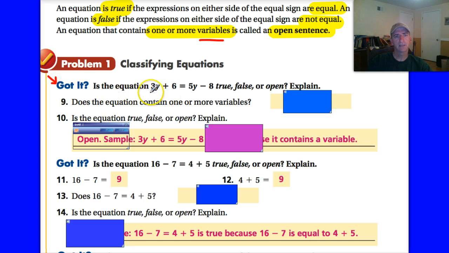All right, so let's look at what they're talking about right here. Got it. Is this equation true, false, or open? Explain. All right, well, let's look and see.